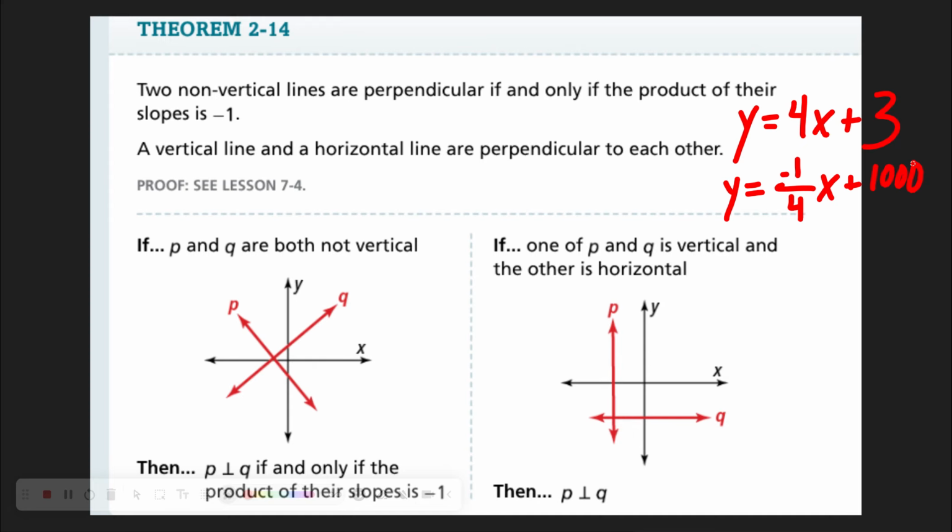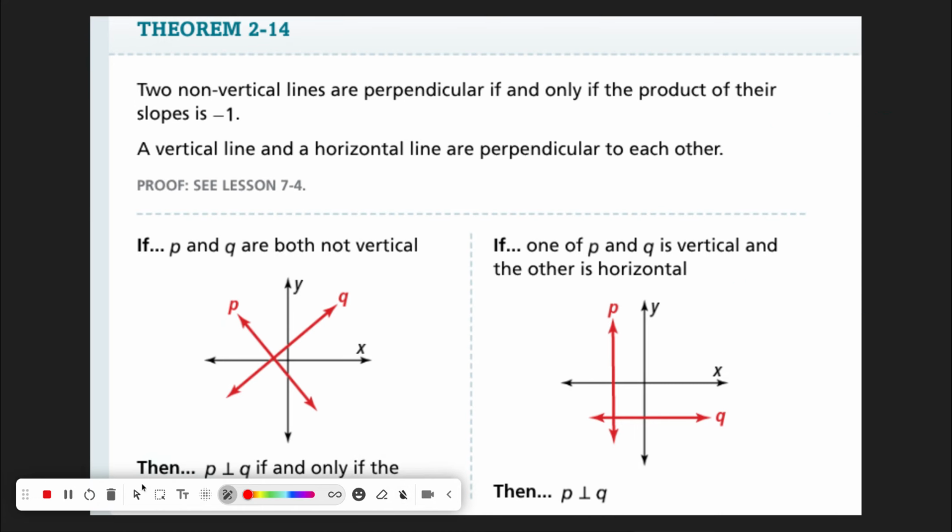So far, so good. What's the most famous equation for a line? Yes. Y equals mx plus b. So let's take a look at how that affects this. We'll do one more slide, and that'll be the end of this video.